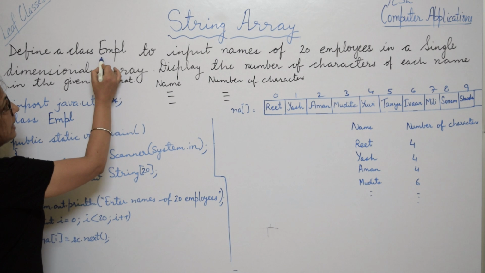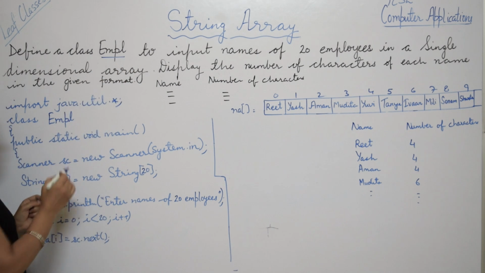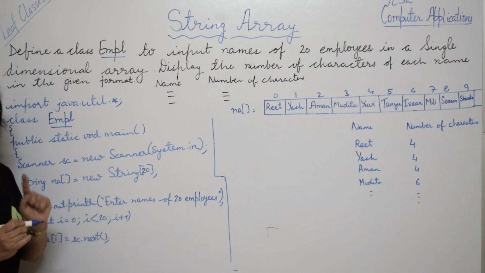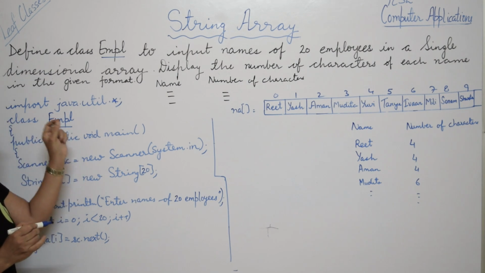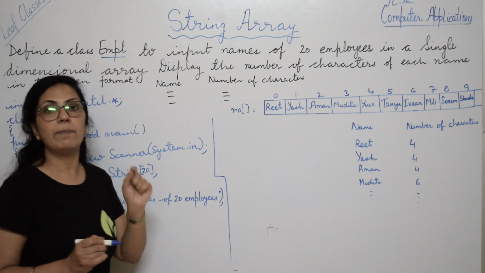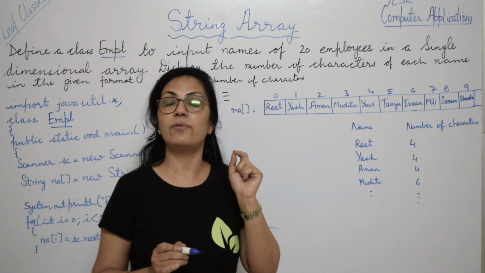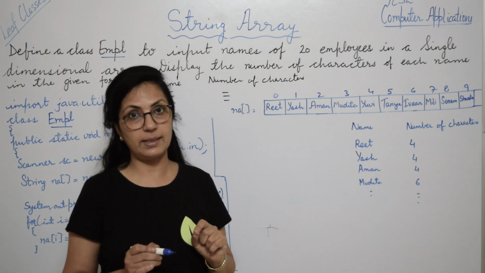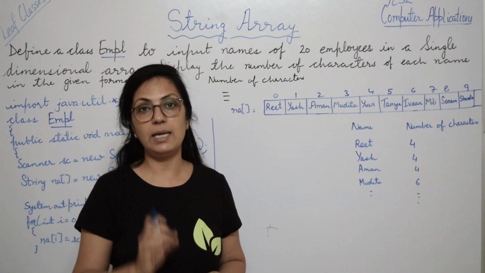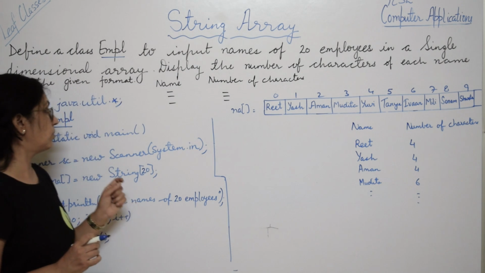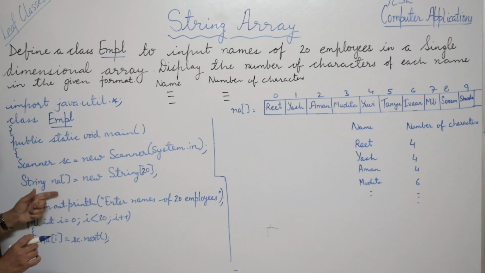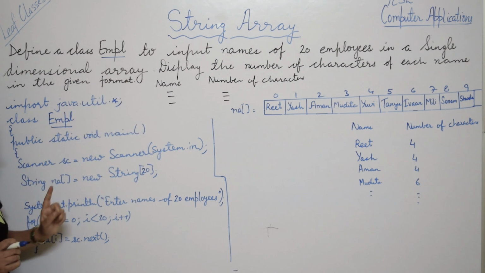Here the class name is written EMPL. So you have to take the same class name with the same case. If it is mentioned all in capital, you have to write like that. First letter capital, you have to write like that. Please don't change anything if it is mentioned in the question, right? Then we have to declare the string array of size 20 as per the question.